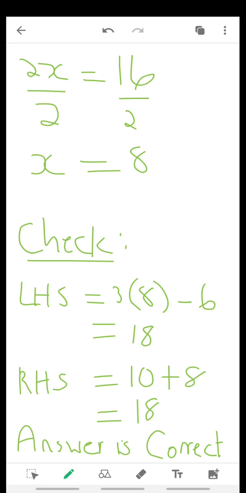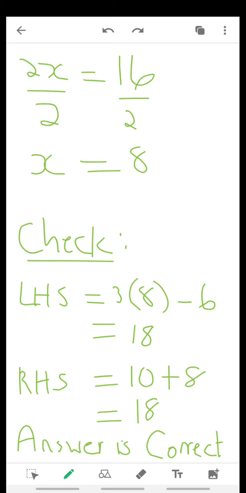So it would be 2x equals 16. But remember, 2x is the same as 2 times x. And I'm finding my x, so I will divide. The opposite of multiplication is division. So the 2 will cancel, and I'll be left with an x. Okay? And then 16 divided by 2 is 8, and the value would be x equals 8.